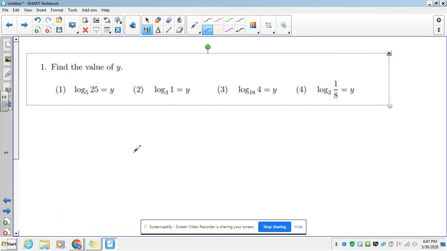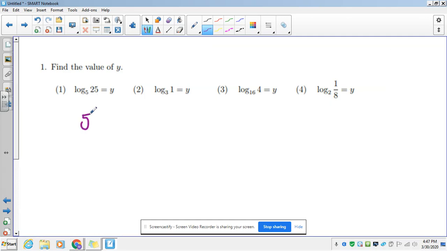First, before we go over all the properties, I want to look at this. So what I want you to do is try all of these. Remember, I'll do the first one for you. Pause the video and try the rest. So 5 to the what is going to give me 25. 5 to the what? 2. So the y in this case would be 2. Pause the video, try the rest, and then play the video and see if you got it correct.